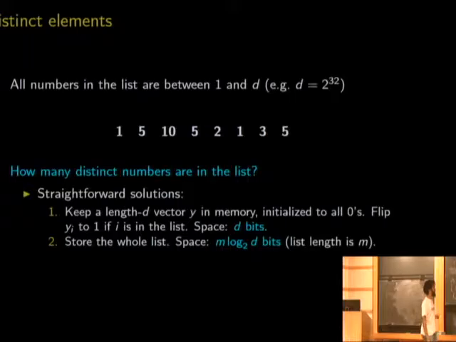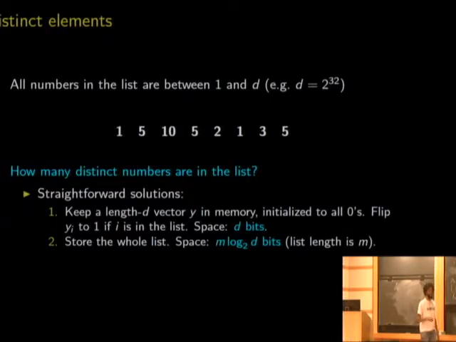There are two straightforward solutions. One is I keep a length d vector in memory, initialized to all zeros. Then if I see i in the stream, I flip y_i to 1. At the end of the day, I look at how many y_i's are set to 1, and that's the number of distinct elements I saw. That takes d bits of space. Another thing I could do is store the whole list, or the whole stream, in memory. Let's say the list length is m. So there are m stream elements, each one a number between 1 and d.